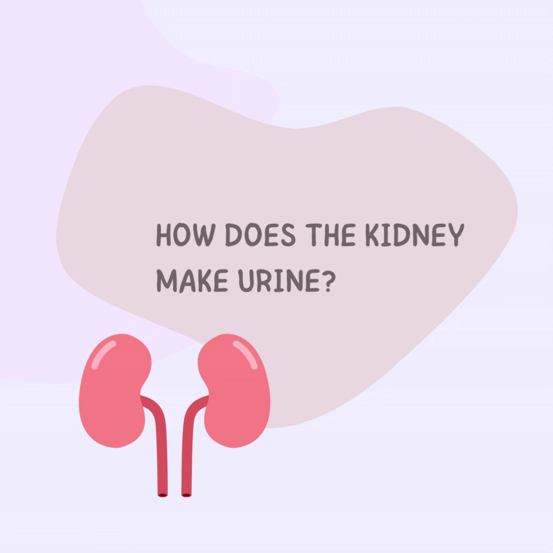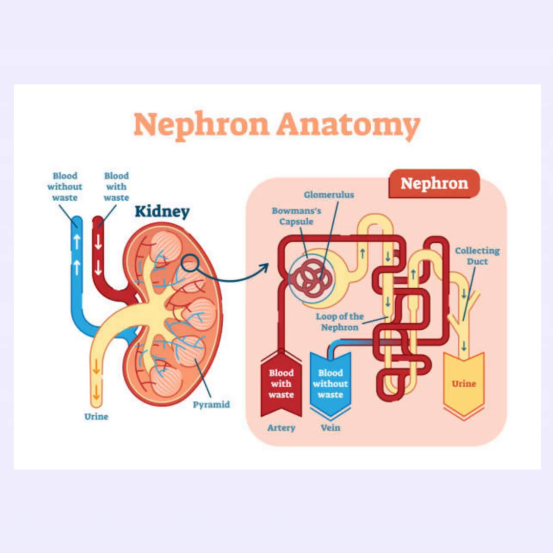Welcome. So today we're going to learn why the kidneys filter your blood and turn it into urine. And how does that take place? All right, so let's look at this. The functional unit of your kidney is known as the nephron.